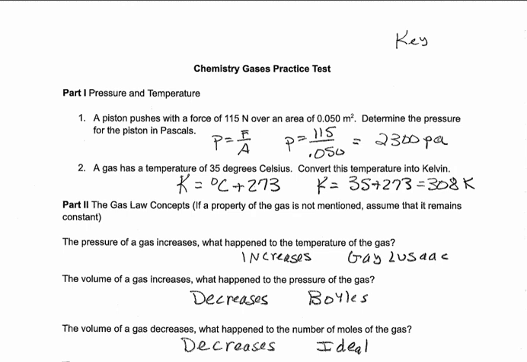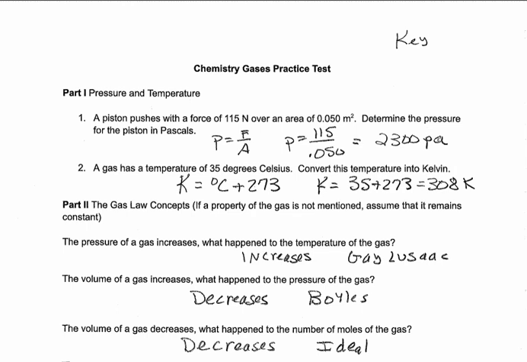So a piston pushing with a force of 115 newtons over an area of 0.05 meters squared. So we just divide those two. Pressure is force per area, so 115 divided by 0.05 to give us 2,300 newtons per meter squared, or pascals.